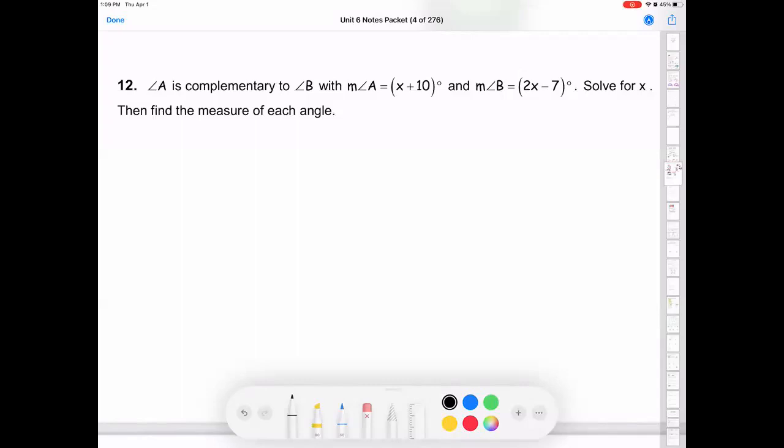All right, hopefully you've had the opportunity now to try this one out. So we have that angle A is complementary to angle B. So what I'm going to go ahead and do is draw two angles. And for complementary, remember, that is 90 degrees. So that's why I'm drawing this more as a right angle. Okay. And let's fix that, make it a little bit better.